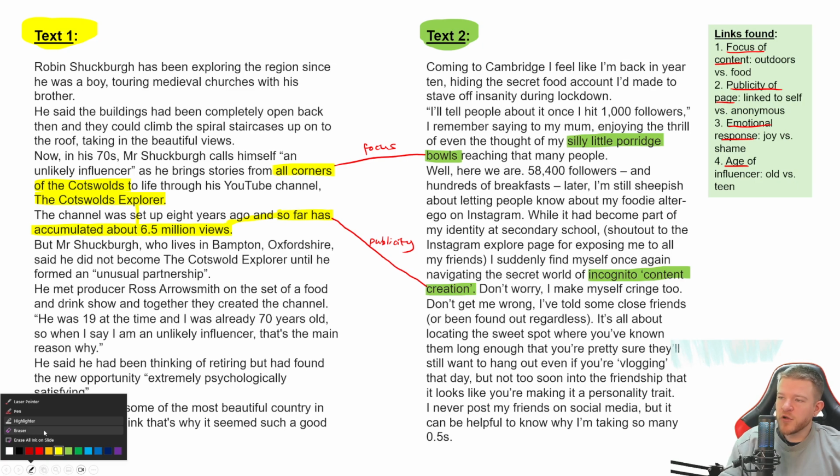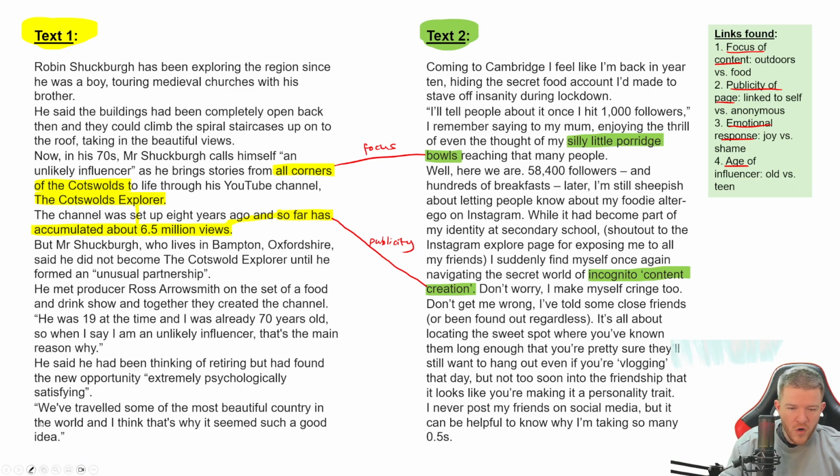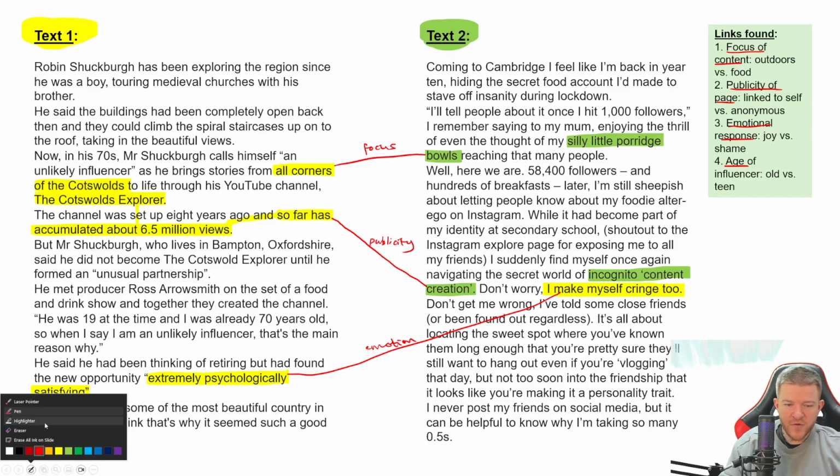Okay, the emotional response. So from my boy Robin, we have got, how does he feel about it? Extremely psychologically satisfying is how he finds the new opportunity. Whereas, oh dear, Jess makes herself cringe. So we're going to link those ones. So we're just going to label that one emotion. And then finally, the age. This is a really easy one.